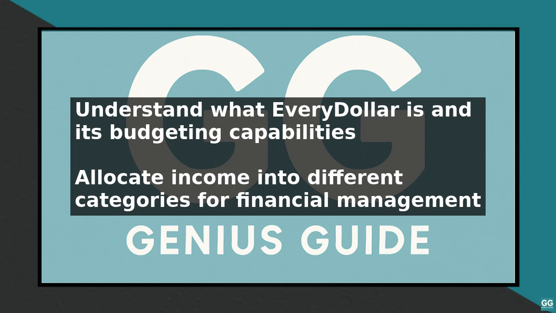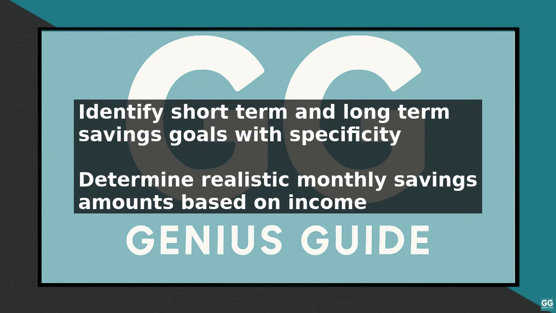First, identify your savings goals. These could be short-term goals like building an emergency fund, or long-term goals like saving for a down payment on a house or retirement. Be specific with your goals, including the amount you need to save and the deadline for achieving the goal. Next, determine how much you can realistically save each month towards your goals.